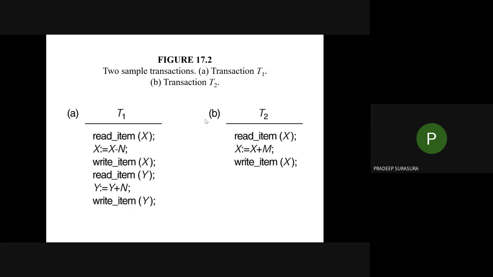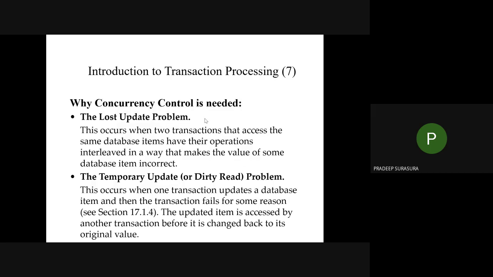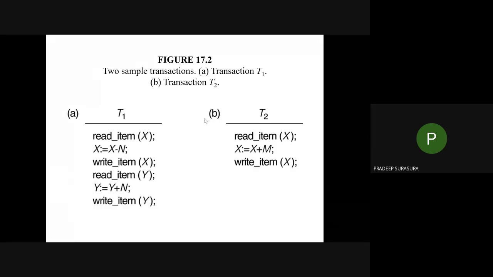Now the second transaction is doing the same: read item X, add M to whatever value you read, and update the value by writing to X. Now when you're considering two transactions, T1 is different and T2 is different. If I try to do the operations simultaneously, problems might occur.